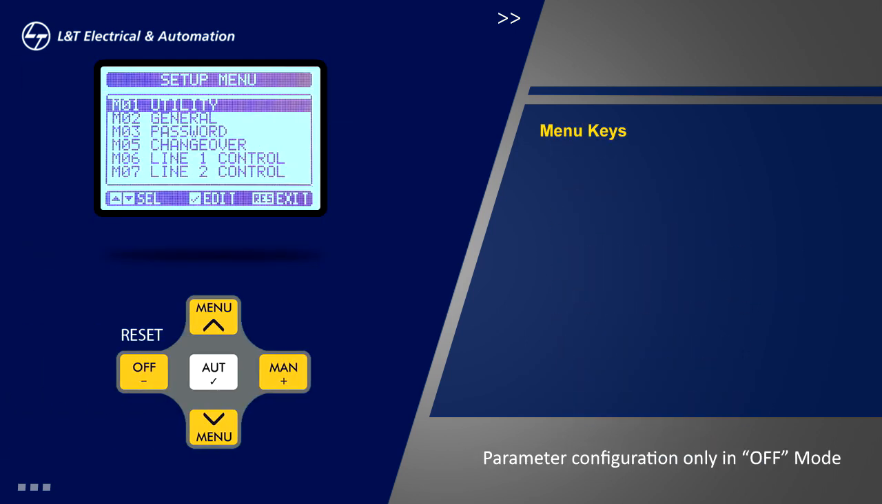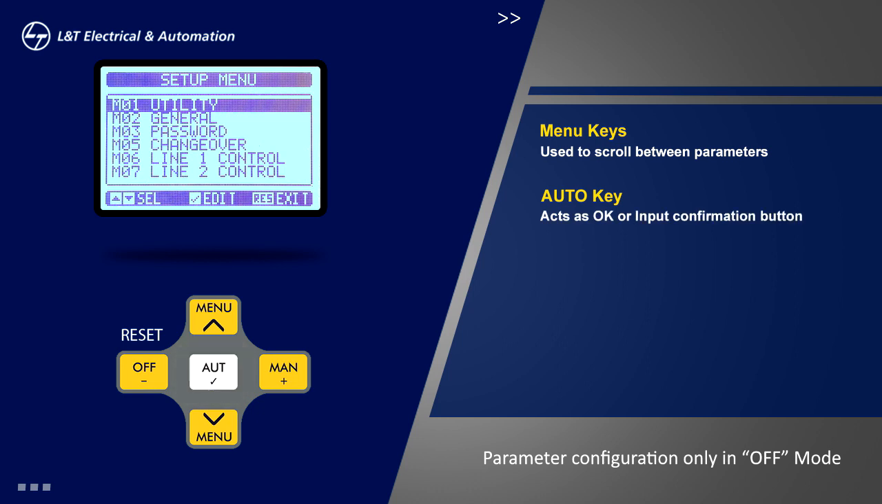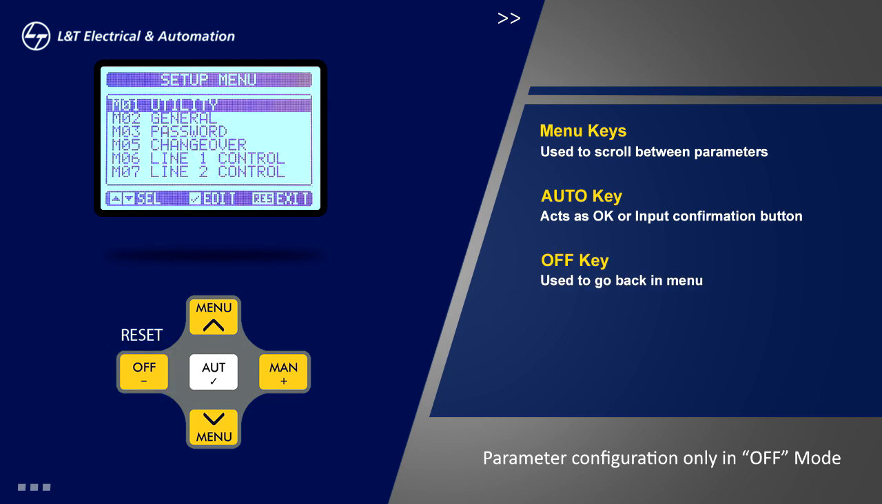The other 2 are menu keys, which are also used to scroll between parameters. The auto key at the center also acts as OK button or input confirmation button. The off key is used to go back in menu.